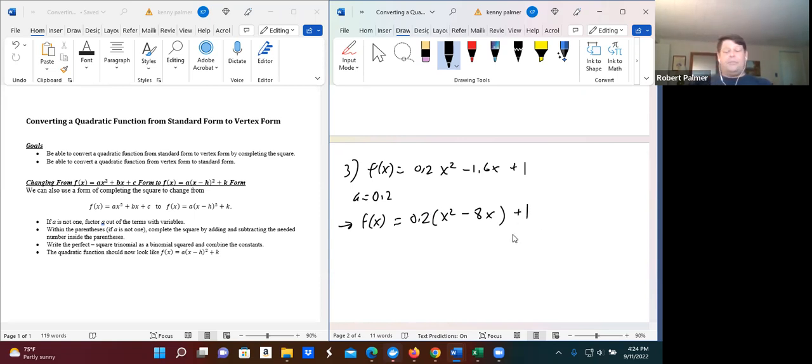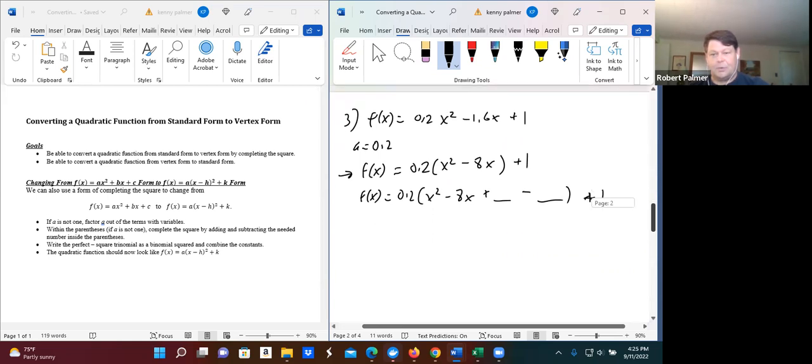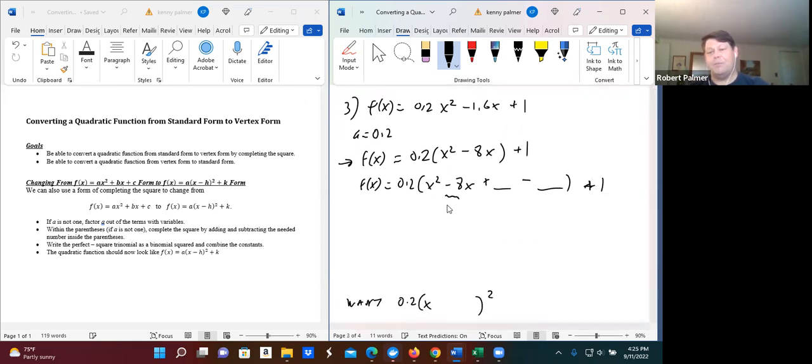Now, at this point, my process is basically identical to number 2, the one above. So I'm going to write this again. So x squared minus 8x. Then once again, I have to add something inside the parentheses and take it away inside the parentheses. I still have the plus 1 out here at the end. This one works exactly the same way. I take this number, take half of it, so negative 8 over 2 is equal to negative 4.